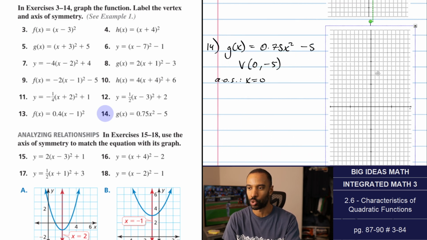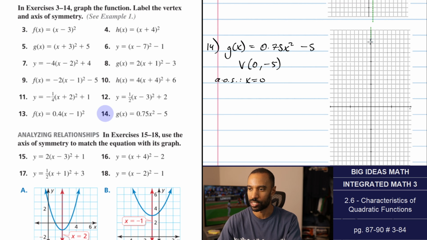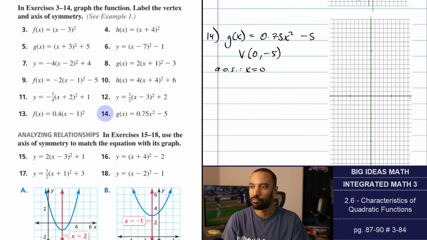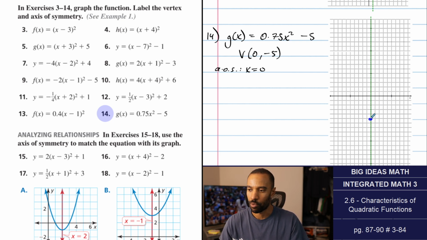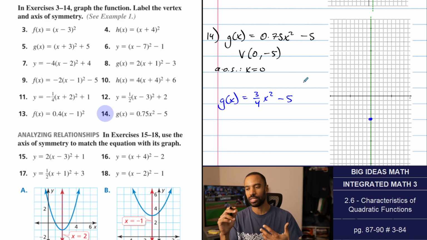I mean, it's kind of hard to draw it. You can, I just don't know if you'll be able to see it. So let's just draw the axis of symmetry as that vertical line right there. Okay, I don't know if you can see it or not. But vertex is at 0, negative 5, and this goes upward. Now, another way to write this equation, as I stated, was 3/4 x squared minus 5. So I'll try and deal in those terms, see if that works out.